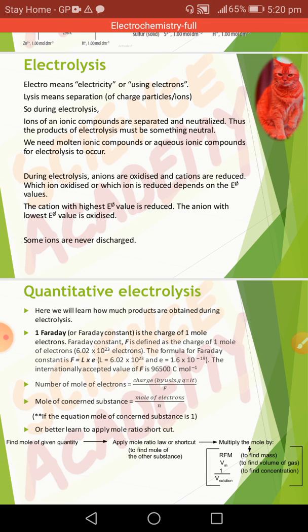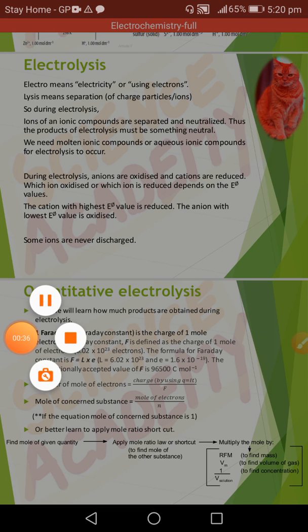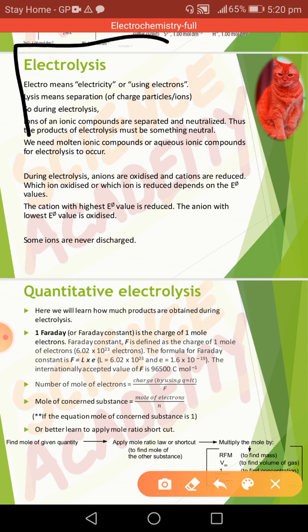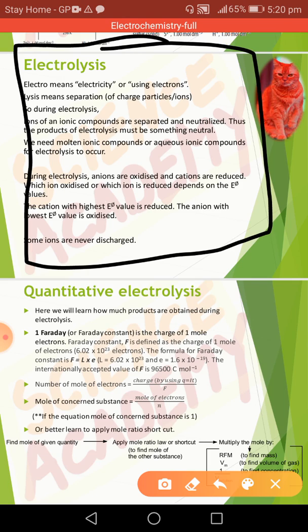So what is the meaning of electrolysis? Some basics are given here. I would first of all suggest you to pause this video and go through this slide. Take some time, pause this video.